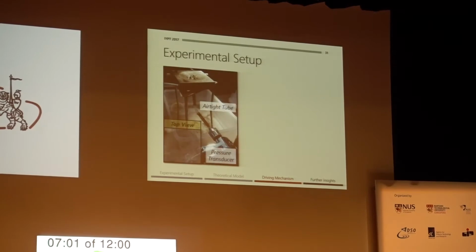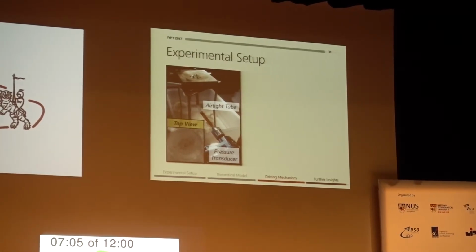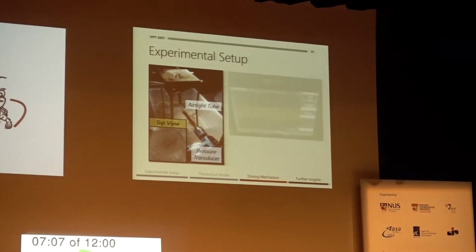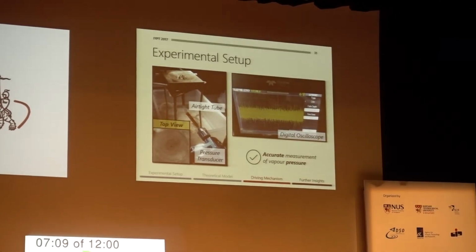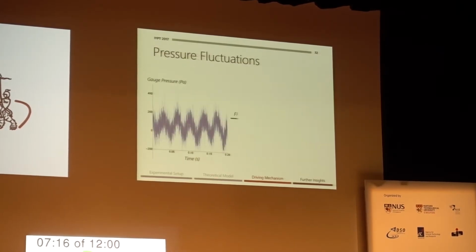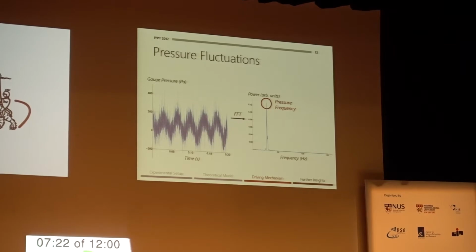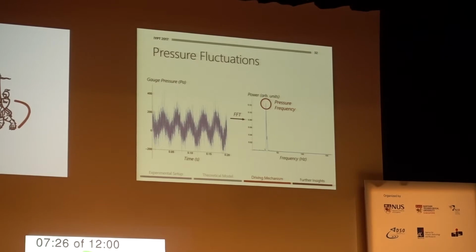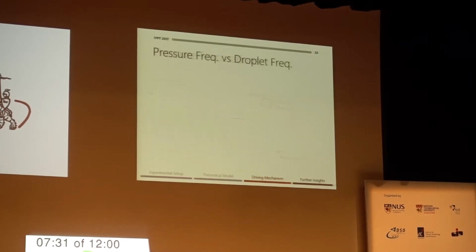To investigate this, we connected a pressure transducer to the bottom of our hot plate using an airtight tube. We then connected the pressure transducer to a digital oscilloscope, which allows us to accurately determine our vapor pressure. We observe fluctuations in the vapor pressure over time. We can carry out a fast Fourier transform to convert this signal from the time to the frequency domain, and this allows us to accurately determine our pressure frequency from our FFT peak.